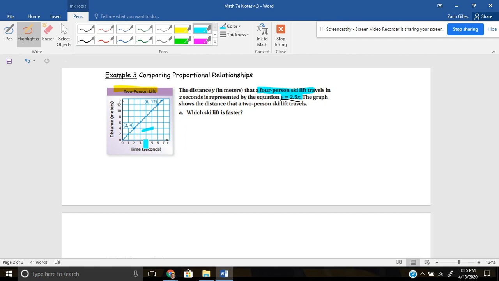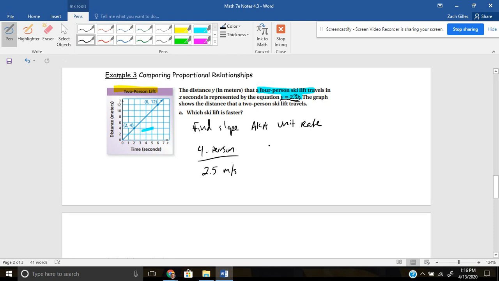Okay, so what I'm going to try to do is to figure out which one's faster. I'm going to try to find my slope, also known as the unit rate for each one. Well, for the 4-person, it's pretty obvious because it's just the number in front of x. So my slope, or my unit rate, is 2.5 for the 4-person one. And what does that mean? That means 2.5 meters per second.